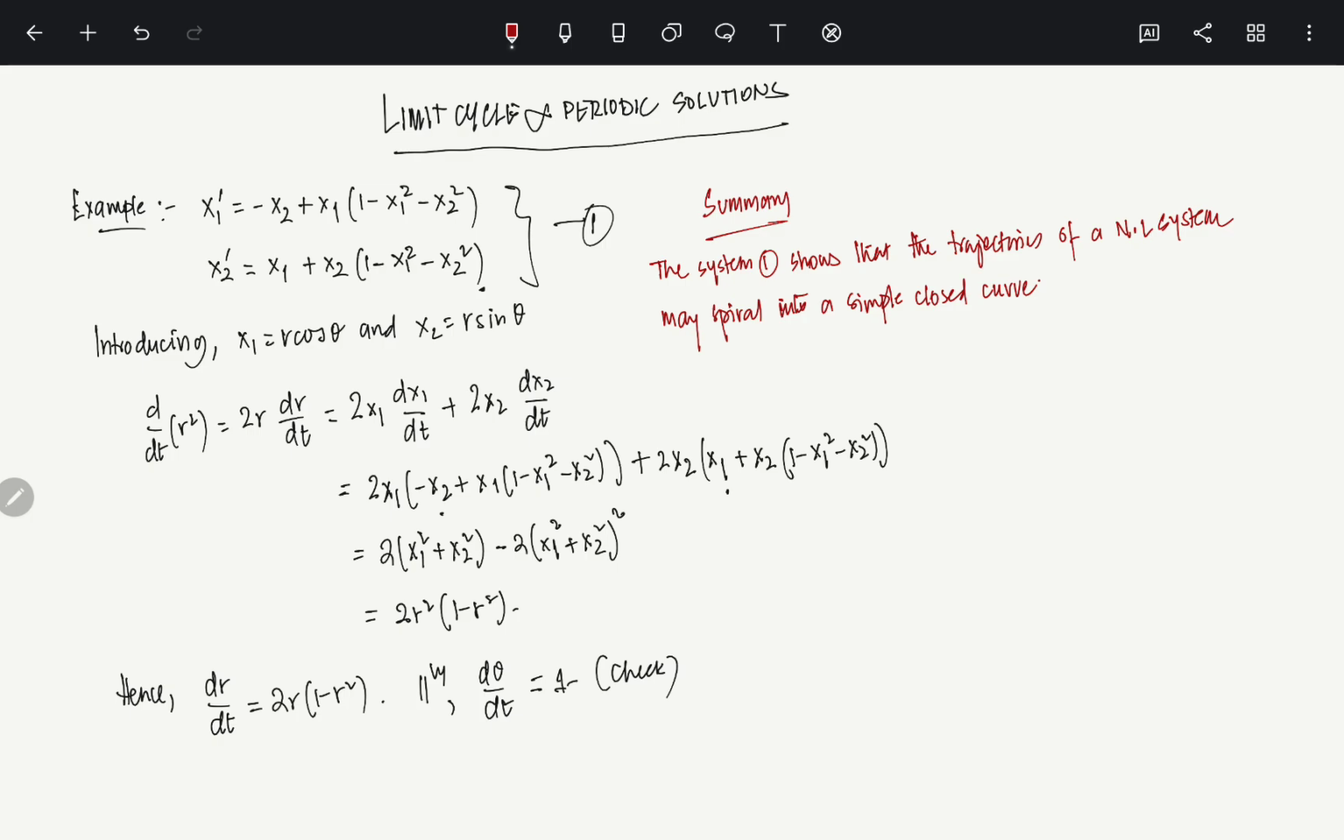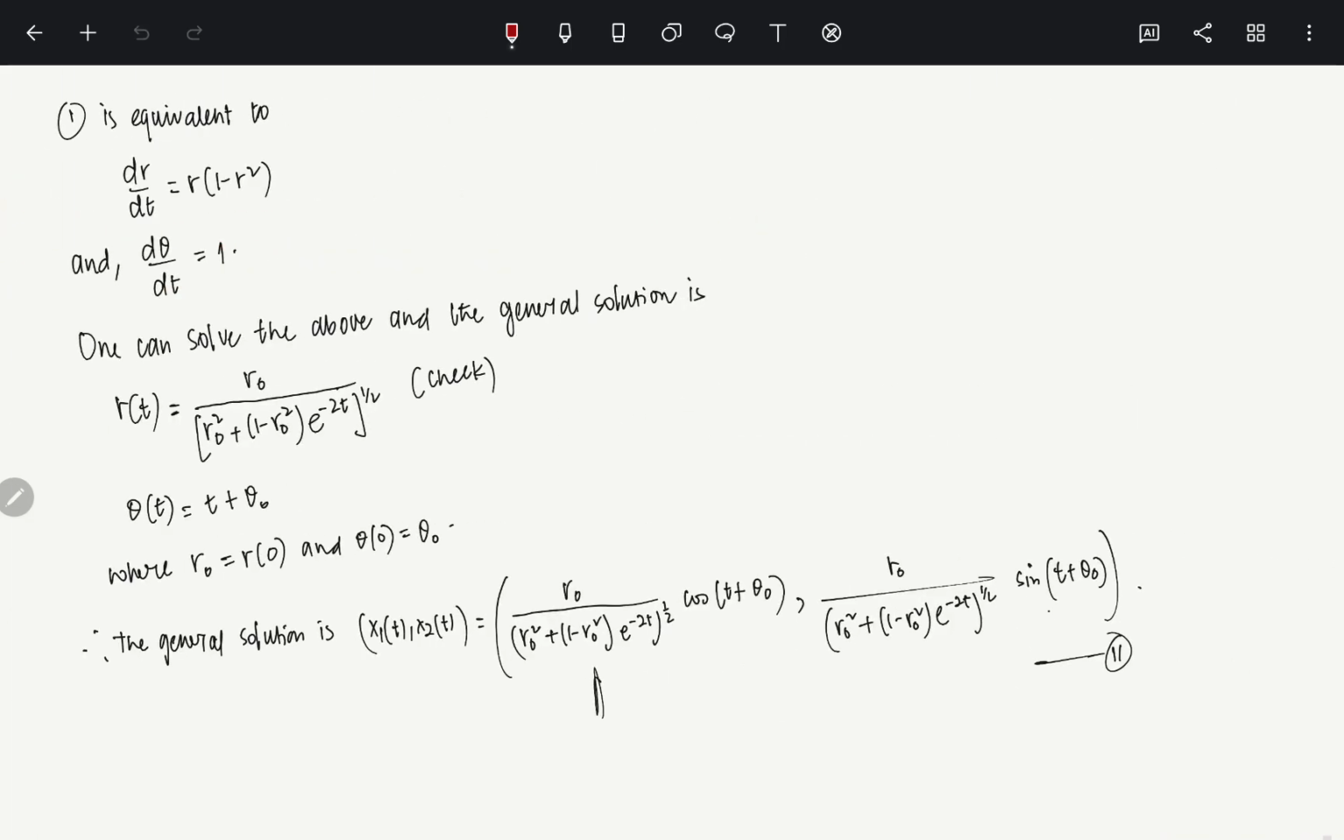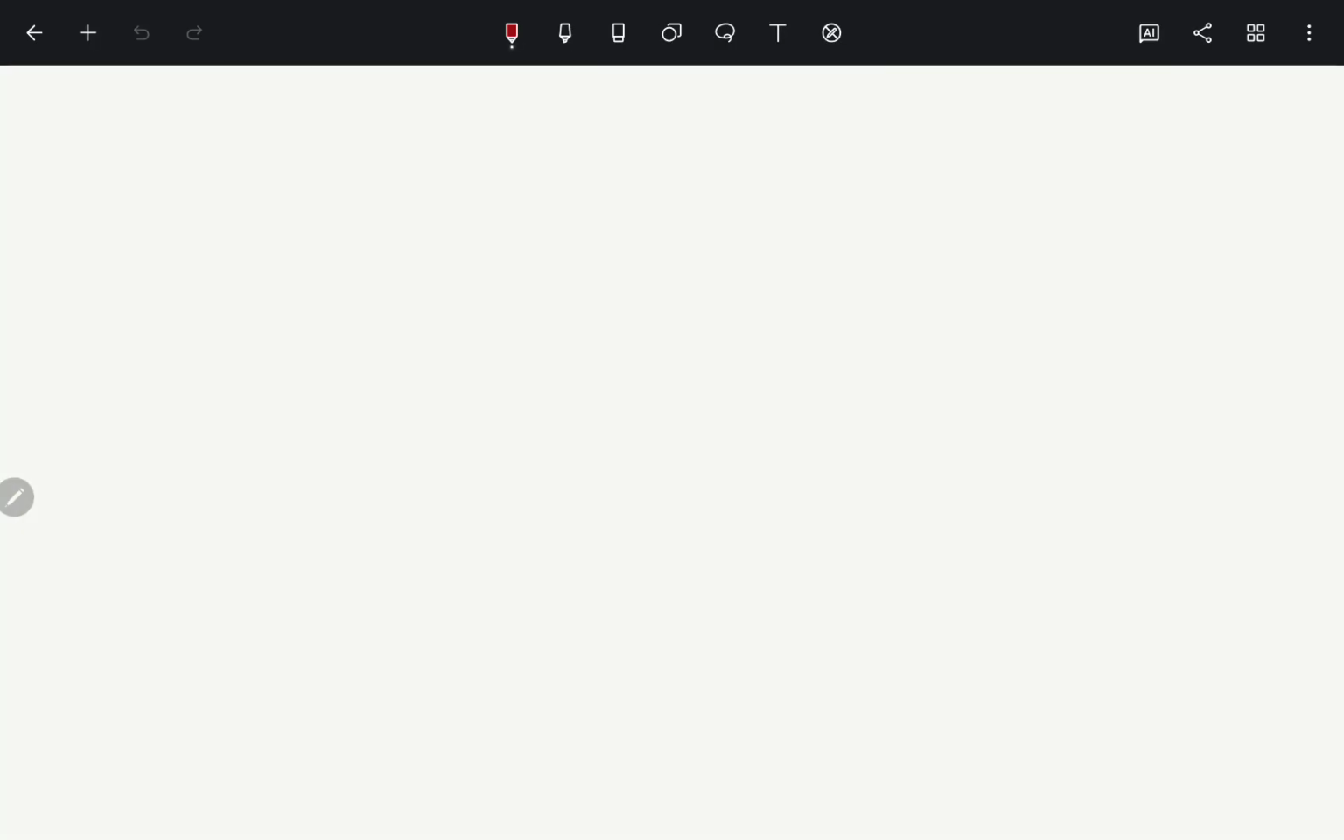So from this particular example, we have a definition. The definition is due to Poincare. So this is called the definition of limit cycle. I'm still using red because this is very important. So this is the definition of something called a limit cycle, due to the great Poincare. I hope all of you know who Poincare is, right? So what's the definition?